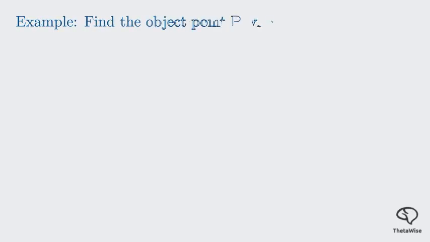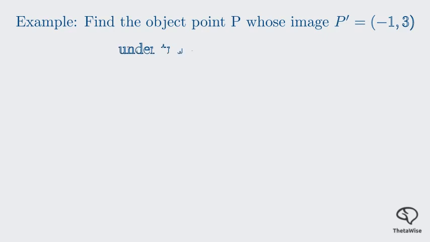Let's work through an example. Suppose we want to find the object point P that, when translated by the vector (2, 3), results in the image point P', (1, 3). So we know the image, P', and the translation vector b, and we need to find the original point, P.